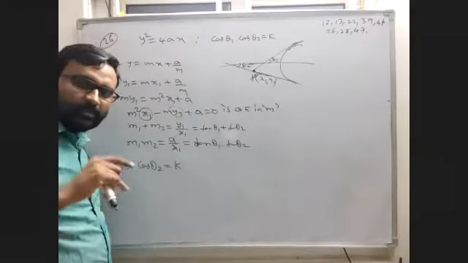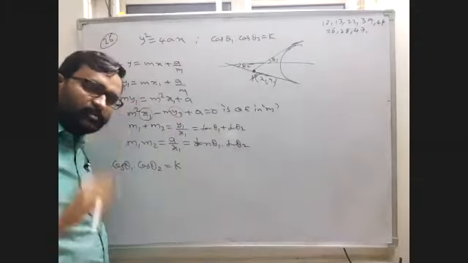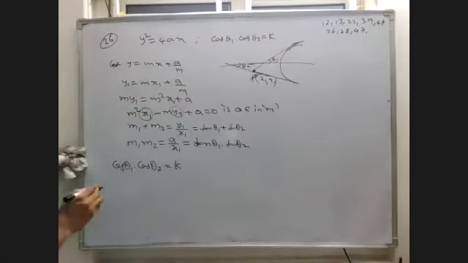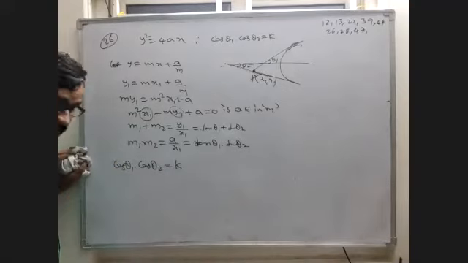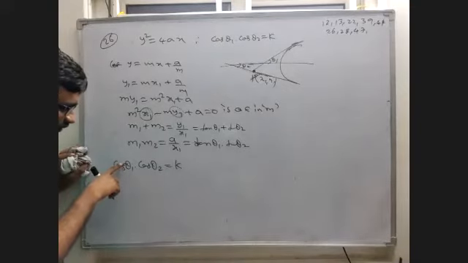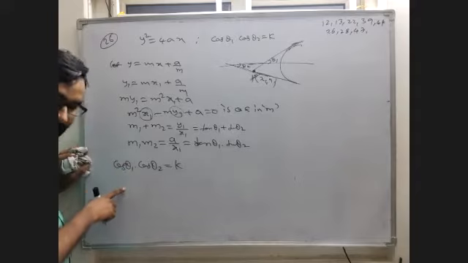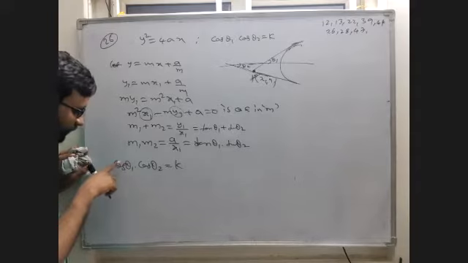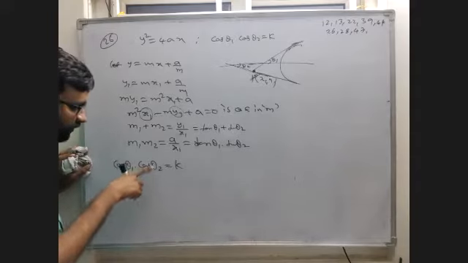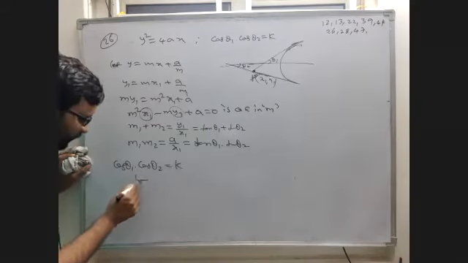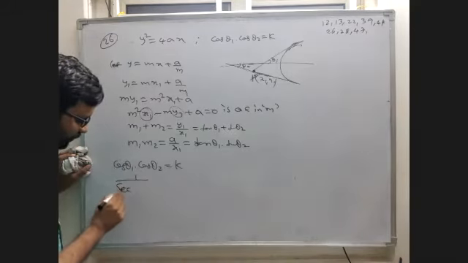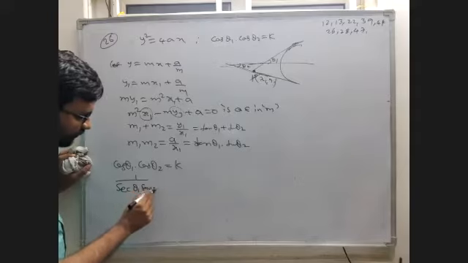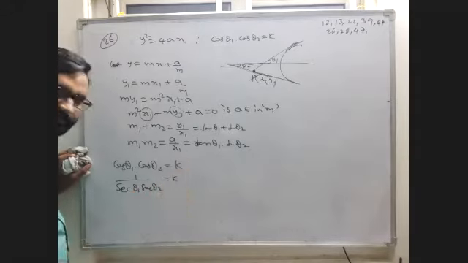So cos, we can change to tan and substitute, and the answer will come. How? First let's convert cos to secant. Cos theta will be 1 by secant theta. Understand? Again 1 by secant theta. This will be 1 by secant theta 1, secant theta 2 is equal to k.